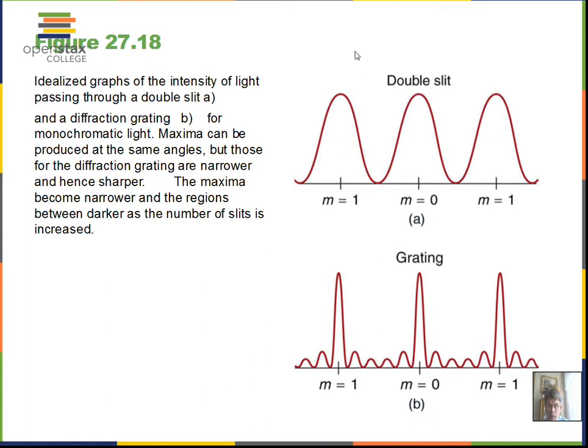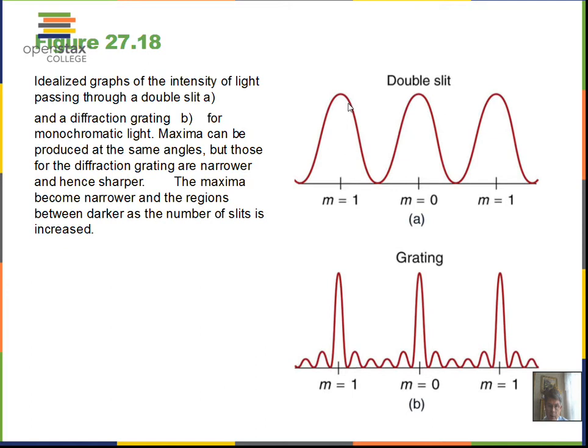So here's with the double slit what the intensity of the light looks like at the screen, and here's for the grating, the diffraction grating. The maxima are narrower. Again, this is for one color of light. If you imagine red, yellow, and blue, the blue peak would be separated on this grating from the red peak by some distance.